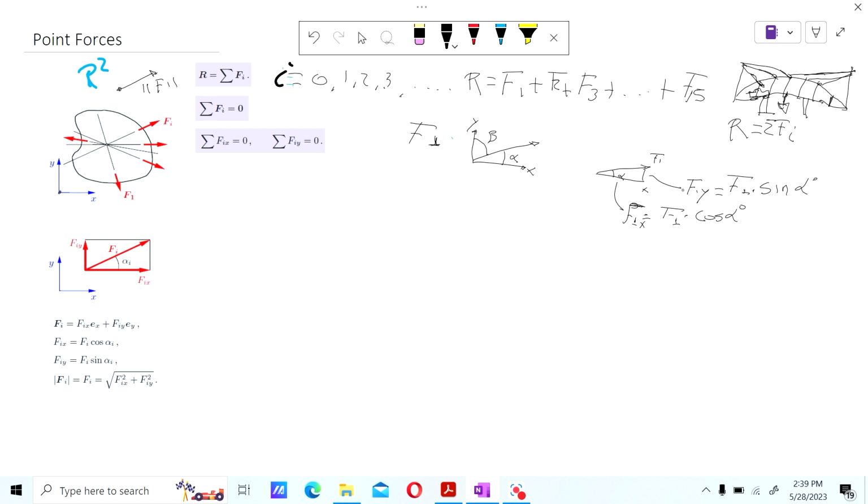This is in degrees. So if this is 30, and this force is, I don't know, 10 newtons, this is going to be 10 times cosine of 30 degrees. And the force in y, the component in y, is going to be 10 times sine of 30 degrees. Okay, so you use a calculator and get those values.